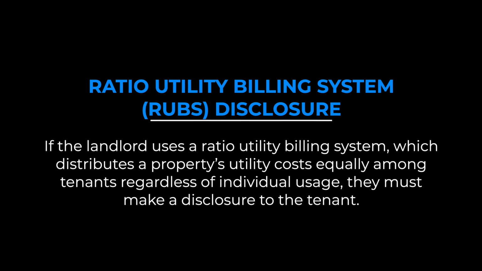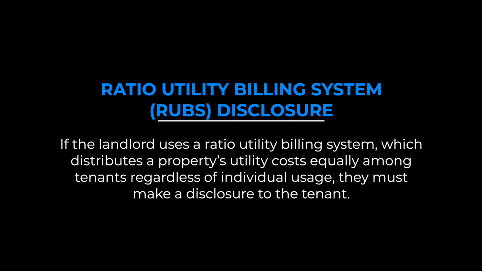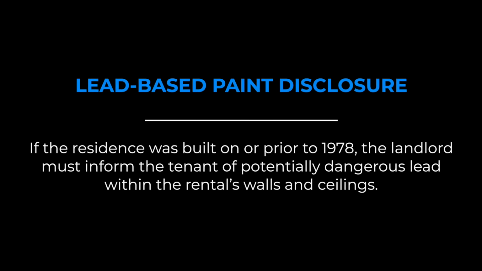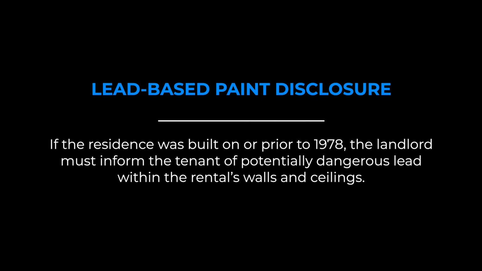Ratio utility billing system disclosure. If the landlord uses a ratio utility billing system which distributes a property's utility costs equally among tenants regardless of individual usage, they must make a disclosure to the tenant. Lead-based paint disclosure. If the residence was built on or prior to 1978, the landlord must inform the tenant of potentially dangerous lead within the rental's walls and ceilings.